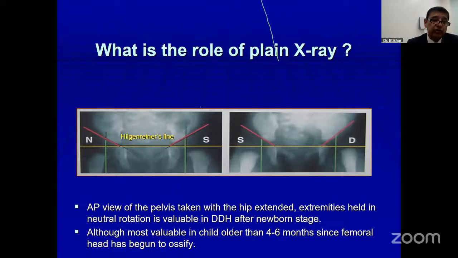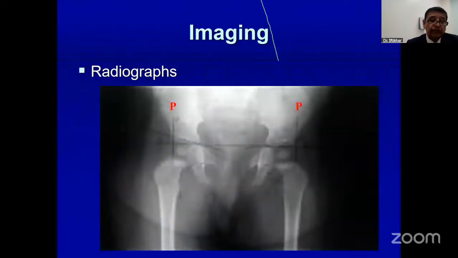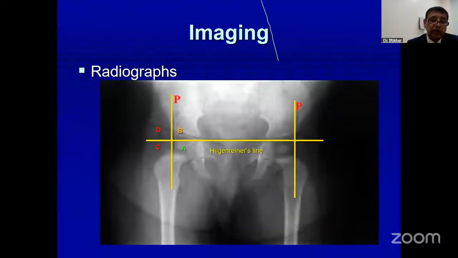Here's an X-ray, for example. The yellow line is Hilgenreiner's line. Then we have the 2 green lines that come from the anterior inferior iliac spine; that is Perkins' line. Here is Shenton's line; the red ones are the Shenton lines. This red horizontal line is Hilgenreiner's line. This P means Perkins' line. So you draw 2 lines from the top, drop them, and then have 1 horizontal line.